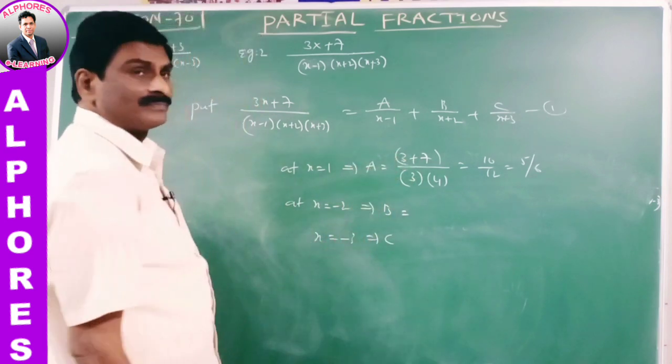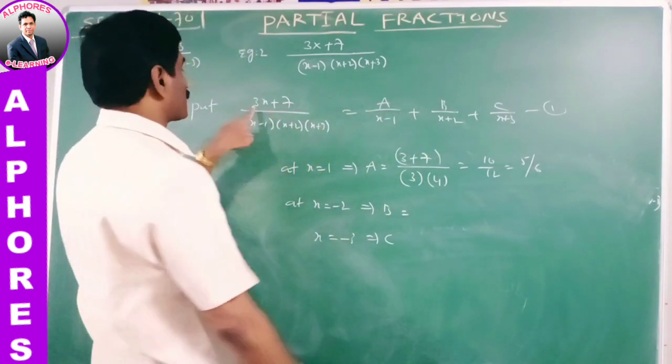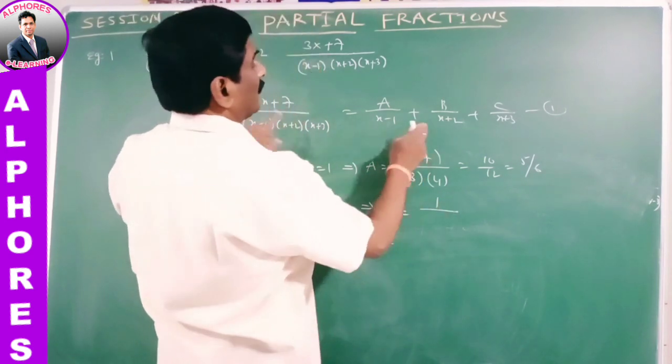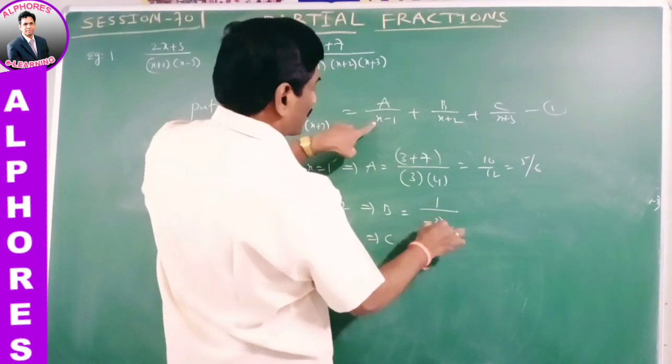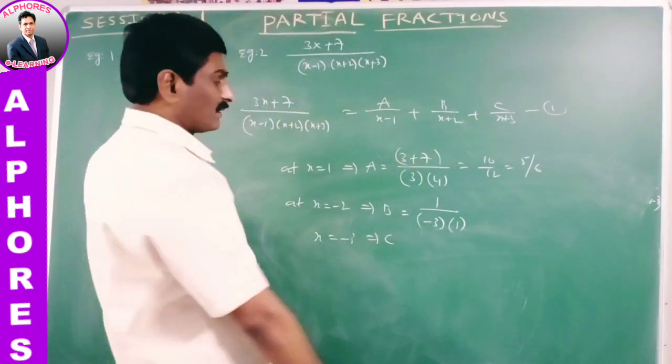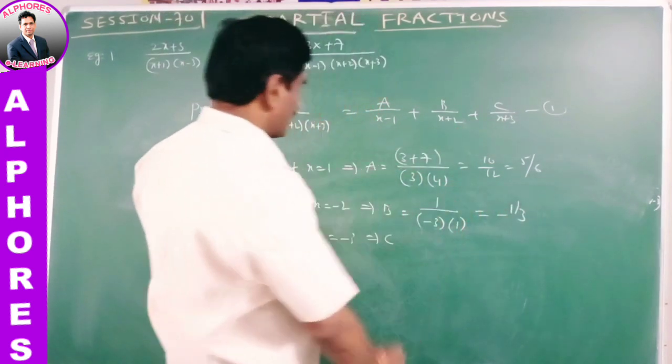Find the value of b. At x is equal to minus 2, substitute this value. 3 into minus 2 means minus 6 plus 7, that means 1. By minus 2 minus 1 means minus 3, into minus 2 plus 3 means 1. Okay, that is equal to minus 1 by 3. It is the value of b.